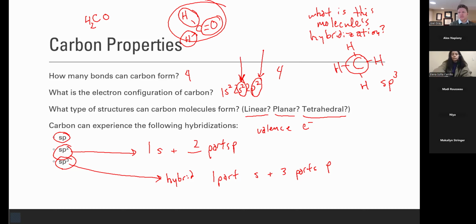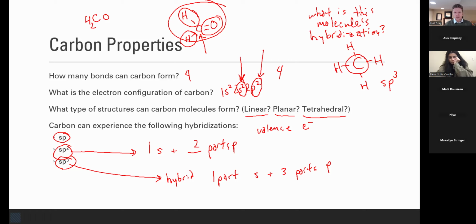So my question for you guys is, how many things is this central carbon right here bound to? Add it to the chat. 3. Perfect. So if when something is bound to 4 things, it is considered sp3 hybridized, what do you think it is whenever it's bound to 3 things? sp2. Okay.